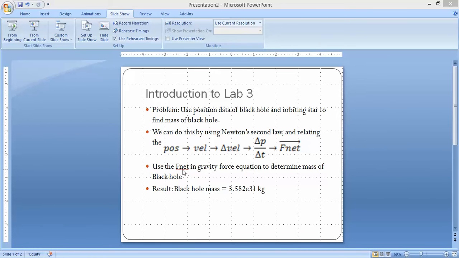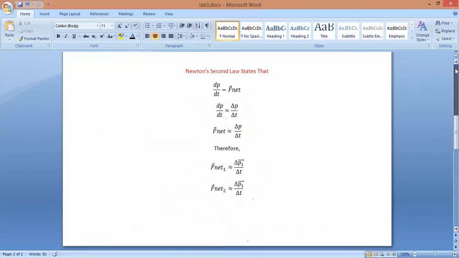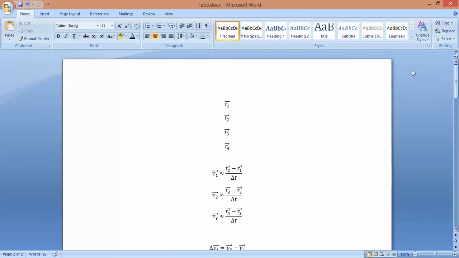Then we can use the net force in the gravity force equation to determine the mass of the black hole. As a result, the black hole mass equals 3.582 times 10 to the 31 kilograms. Now I'm going to run through the process which the computer model uses to determine this mass.